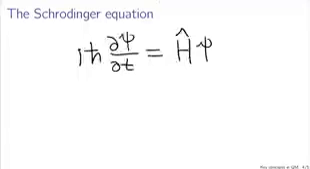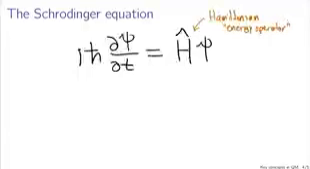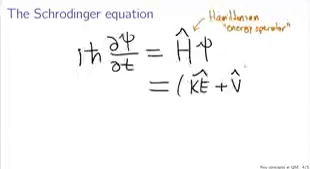Now H hat here is the Hamiltonian, which you can think of as the energy operator. So the property of the physical system that H is associated with is the energy of the system. And the energy of the system can be thought of as a kinetic energy plus a potential energy. So we can write a kinetic energy operator plus a potential energy operator together acting on psi.